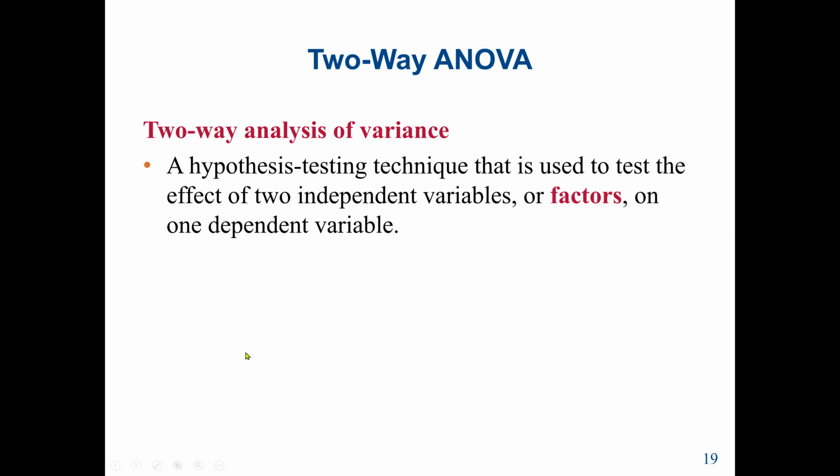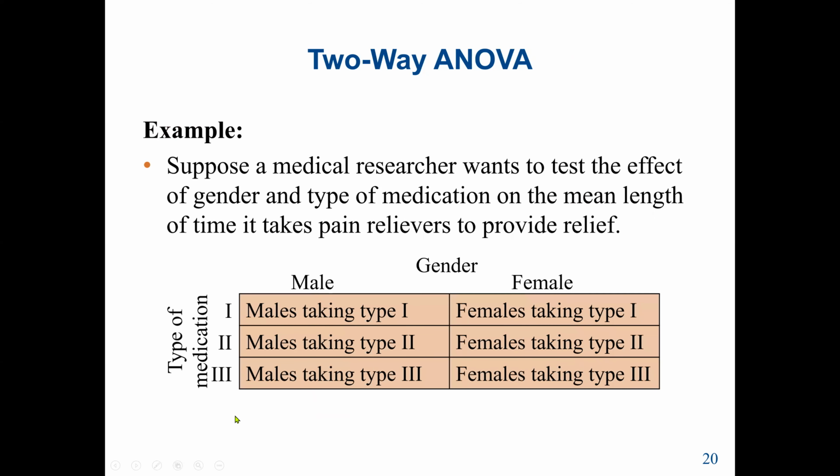It's like multiple regression analysis. I have 2 independent variables to determine one dependent variable. And here also the same concept. So the first thing, we have an example here for gender and type of medication. Male take type 1, type 2, type 3. Female take type 1, type 2, type 3.